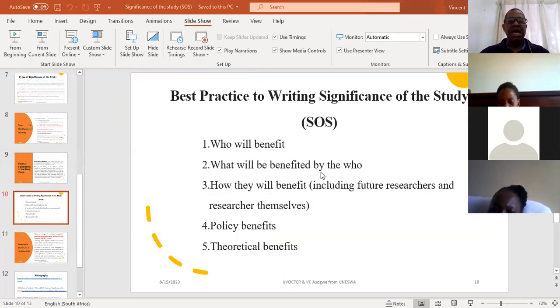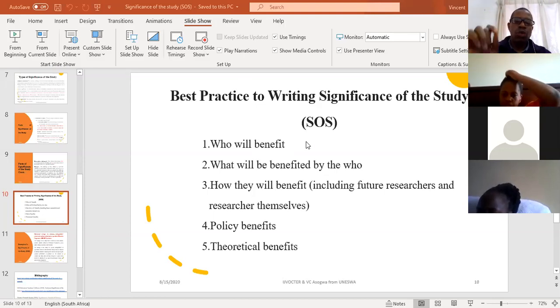Now, having said that, we'll now go to the best practice to writing the significance of the study. And the practice is who will benefit. Just use one straight sentence and write who will benefit. The beneficiaries of this study are, you mention them. Then the second one is what will be benefited by who. State what those people you say will benefit from. And then tell exactly how they will benefit, including future researchers and the researcher themselves.